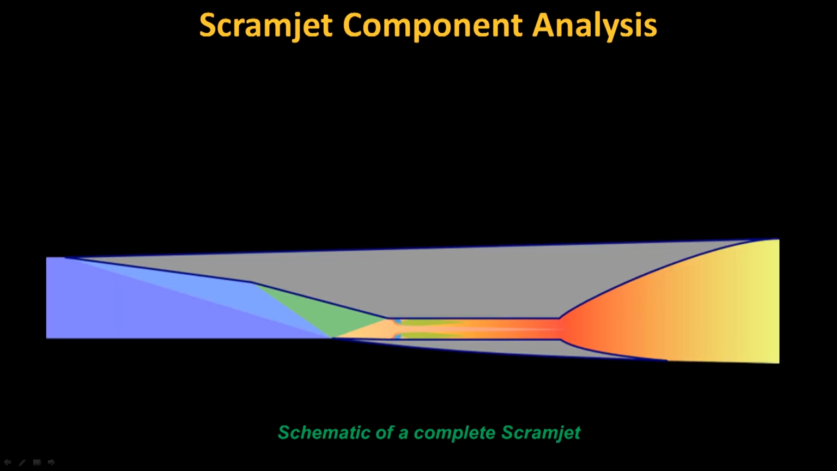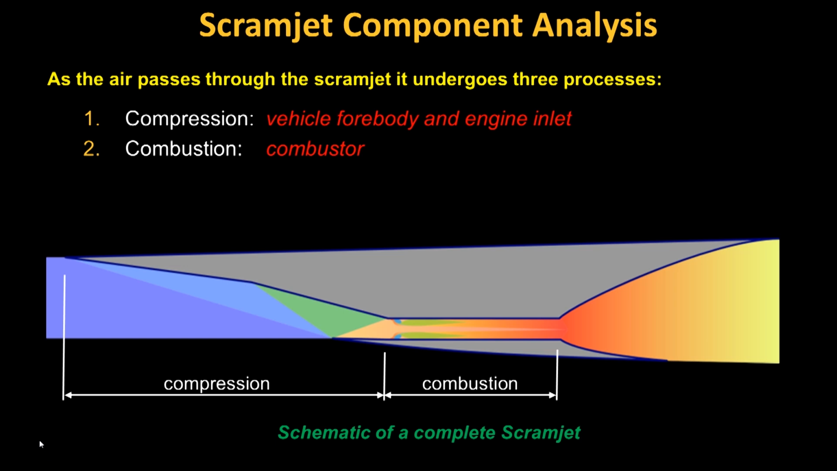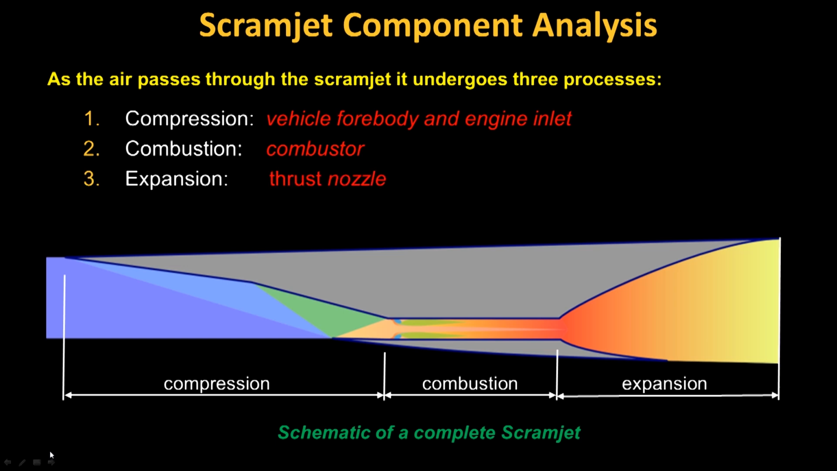As air passes through a scramjet engine, it undergoes three distinct processes: compression by shock waves and flow contraction caused by the vehicle forebody and engine inlet, combustion with the injected fuel in the combustor, and expansion in the thrust nozzle. It is common practice to define numbered stations through the engine to aid in the analysis of these processes.